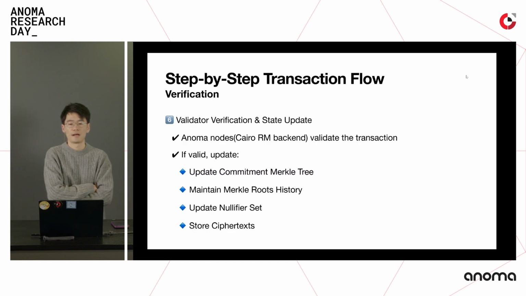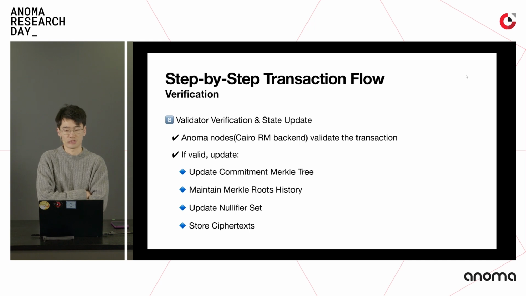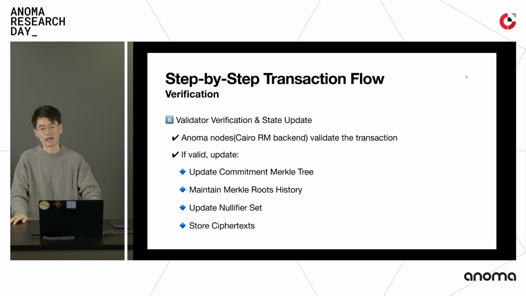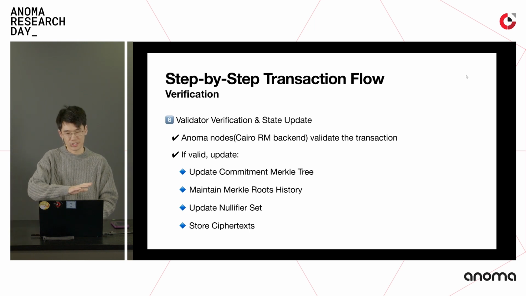The last step: when the Anoma node receives transactions from users or solvers, it validates the transaction. If the transaction is valid, it updates the state, namely it updates the commitment Merkle tree, maintains the Merkle root history, updates the nullifier set, and stores all the ciphertexts. That's the basic process of a transaction. Then let's dive into the technical details.